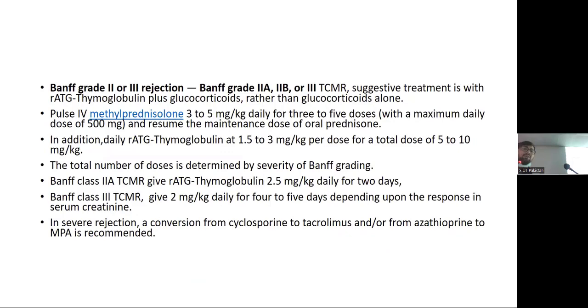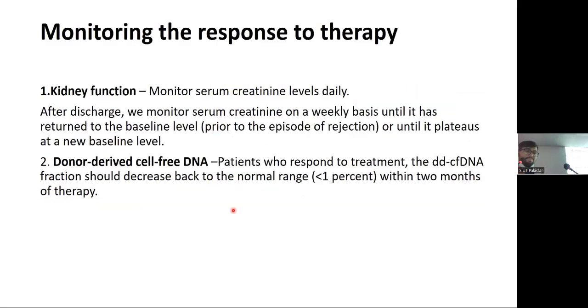And in case of rejection of grade 2 and grade 3, the treatment is with methylprednisolone and RATG. However, the dose is increased according to the severity. That is, if the patient has a class 2A rejection, then the dose will be 2.5 mg per kg for 2 days, and if the patient has class 3, then the dose will be 2 mg per kg for a longer period, that is 4 to 5 days, depending upon the severity. And in case of severe rejection, the maintenance immunosuppression can be converted, that is from cyclosporine to tacrolimus or from azathioprine to MMF.